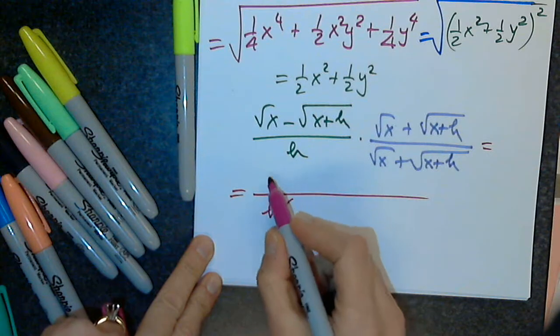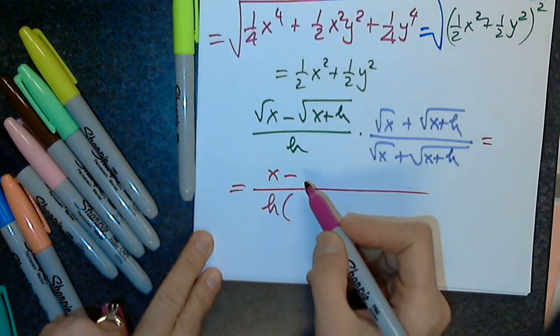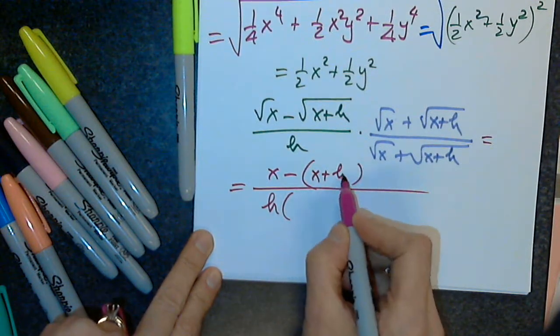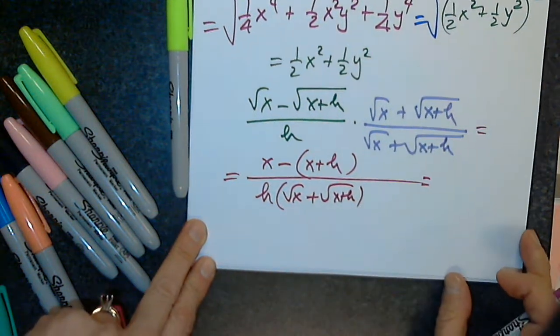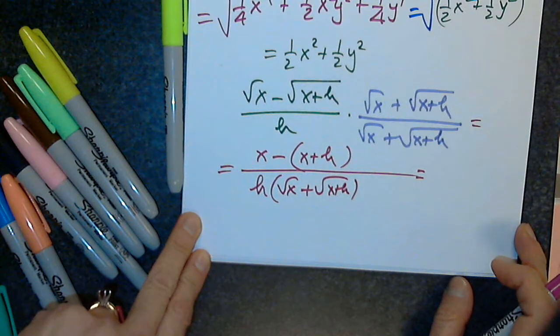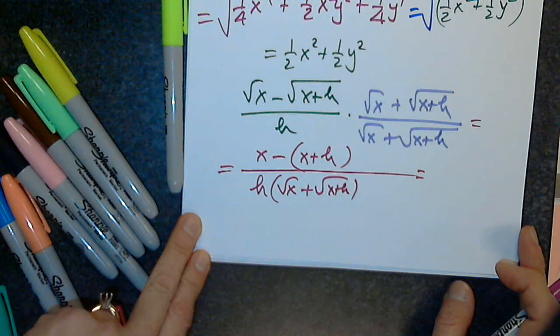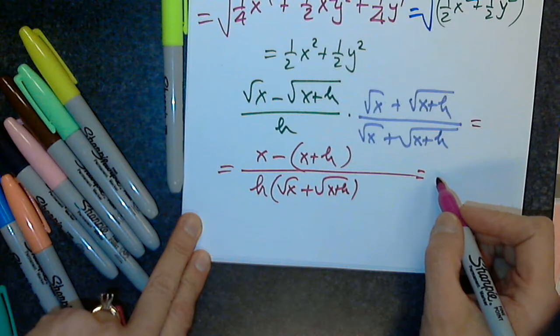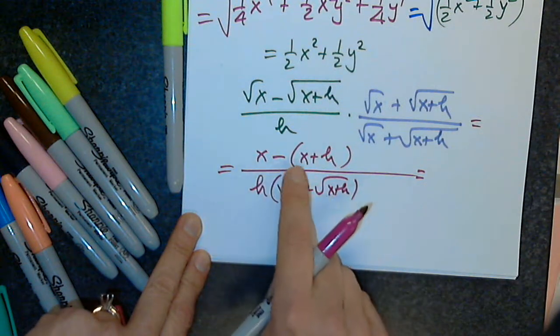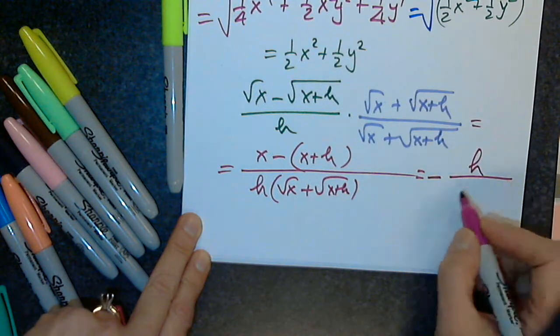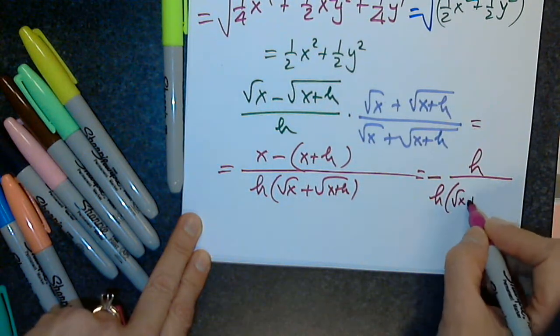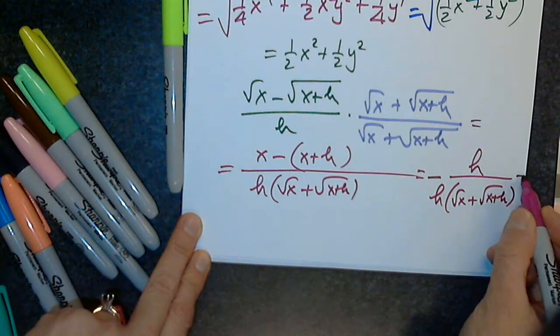x minus (x plus h). Yes, but it has to be in parentheses. If it's not in parentheses, then we mess it up. Very good. So then the top would be, after I distribute and combine like terms, x minus x goes away, and then negative h. So negative h over h times the square root of x plus the square root of x plus h.